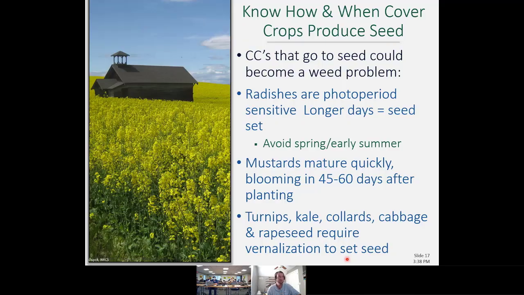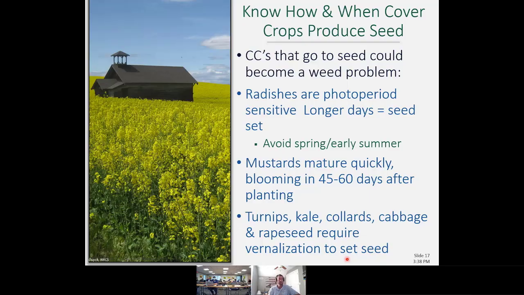Radishes are photoperiod sensitive. So we have to think about the times of the year when we have longer days, those radishes are going to be triggered to set seed. So I'm not going to say, even though it says avoid spring or early summer, we need to understand that as planners and relate that to the producer. So there needs to be a termination strategy in place if those producers want to plant radishes when we have those longer days, prior to them being able to set seed. Get those radishes terminated because they will likely make viable seed.